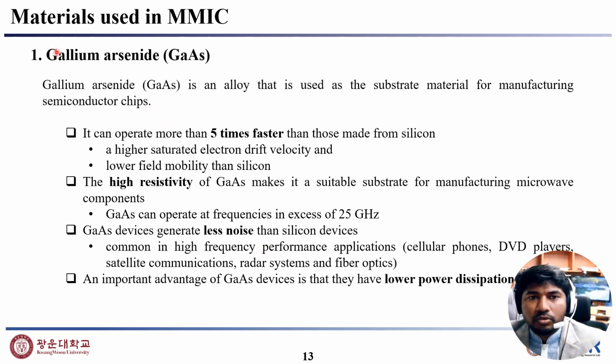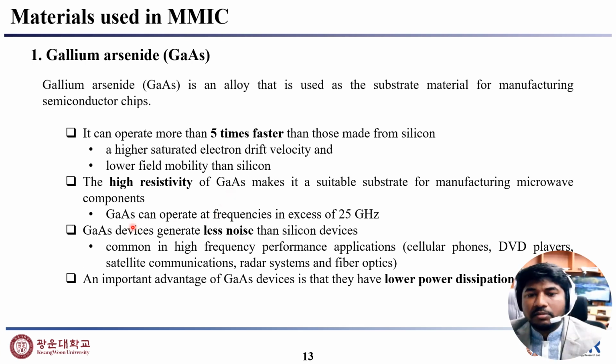So for example, we are describing here gallium arsenide. Gallium arsenide is an alloy used as the substrate material for manufacturing semiconductor chips. It can operate more than 5 times faster than those made from silicon. There's a higher saturated electron velocity and lower field mobility than silicon, and the high resistivity of gallium arsenide makes it a suitable substrate for manufacturing microwave components.